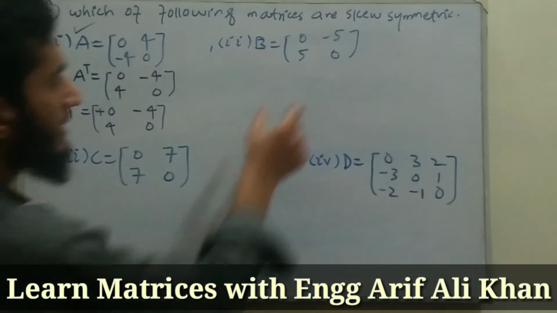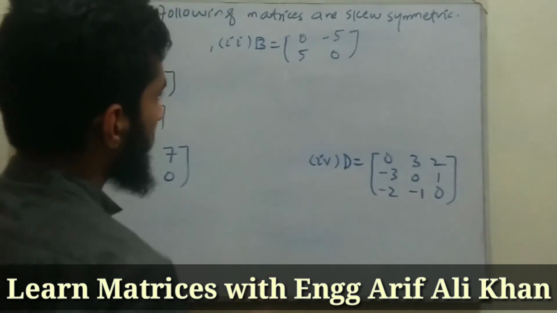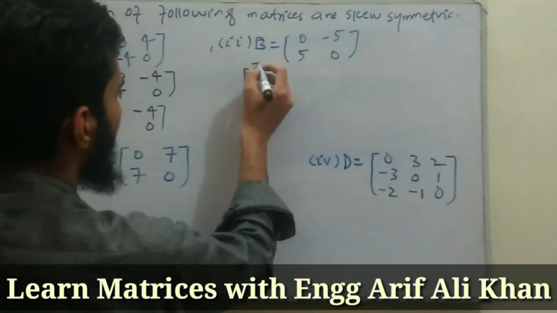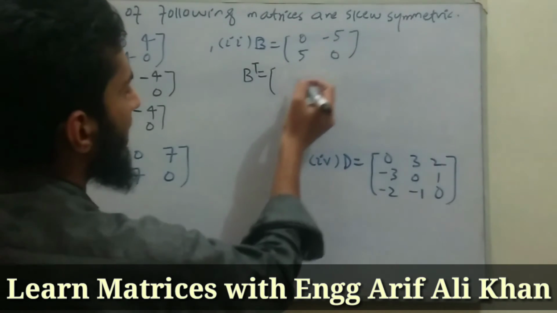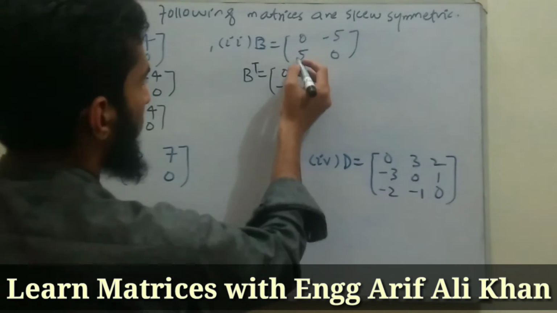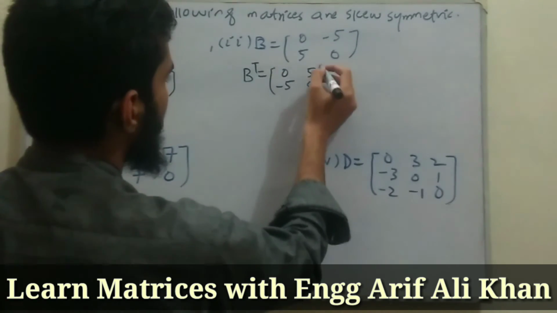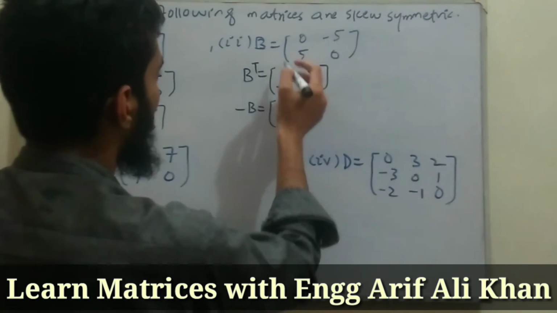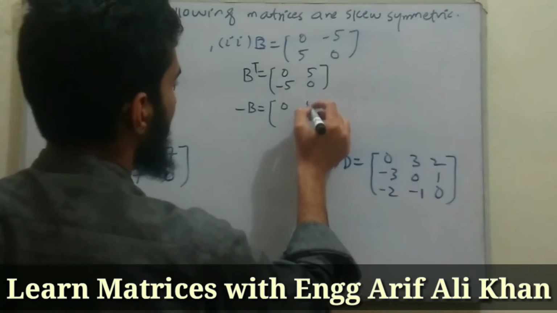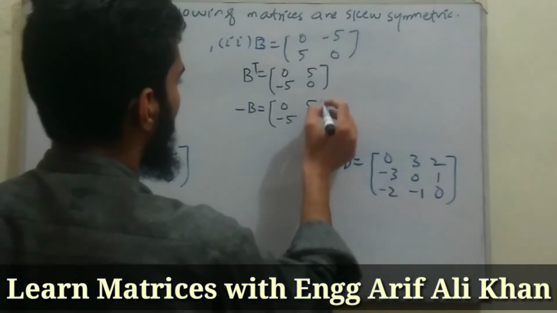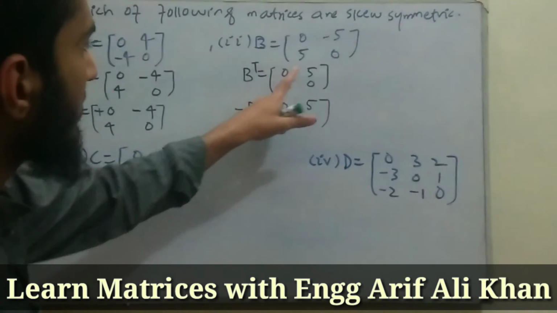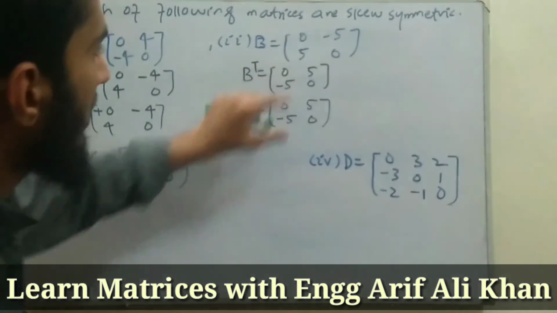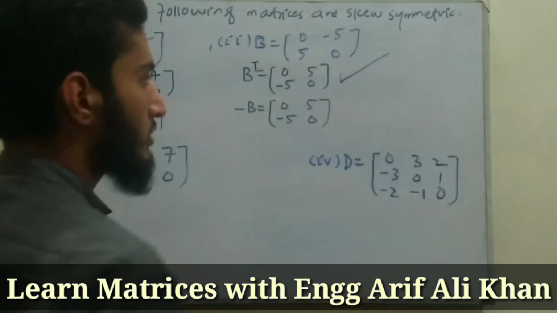Now taking the second part, B matrix is 0, minus 5, 5, 0. Taking the transpose, it becomes B power capital T is equal to: convert 0 minus 5 into a column, it becomes 0 minus 5. Convert 5, 0 into a column, it becomes 5 and 0. Now multiply negative with the given matrix B, so it becomes 0, positive 5, minus 5 and 0. So this is minus B. So here it is 0, 5, and here it is minus 5 and 0. So B transpose is equal to negative B. So it means that this matrix is also a skew symmetric matrix.